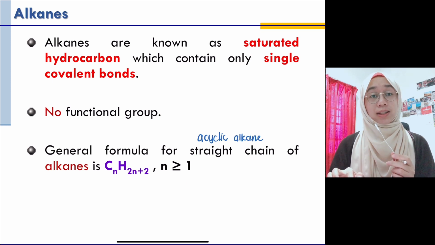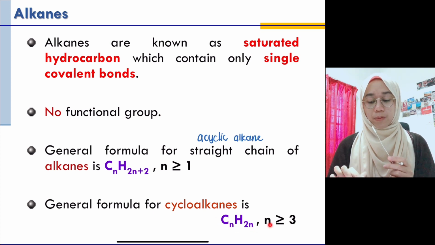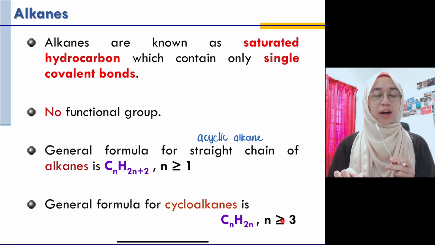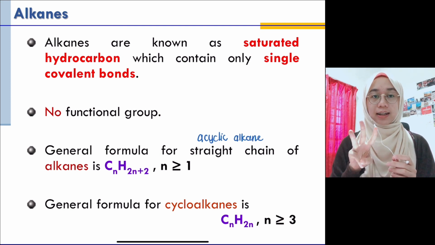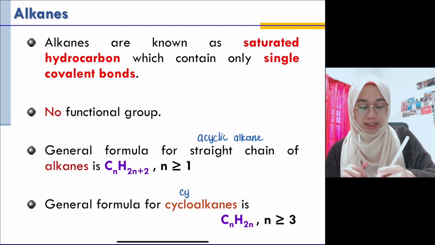Whereas kalau untuk cyclic alkane pula, ataupun yang ada ring, okay, untuk cycloalkane, the general formula is CnH2n, where the n is equal to 3 or more than 3. Sebab kalau carbon cuma ada 2, macam mana dia nak buat ring kan? So the smallest number of carbon untuk ring adalah 3, supaya dia boleh form a ring. Okay, so yang ni pula dipanggil sebagai cyclic alkane.